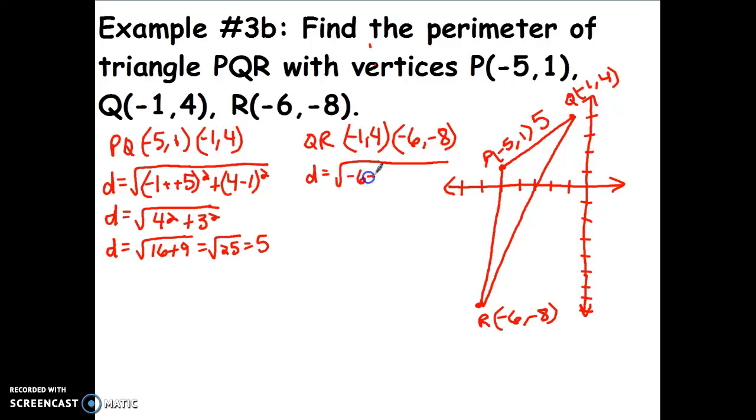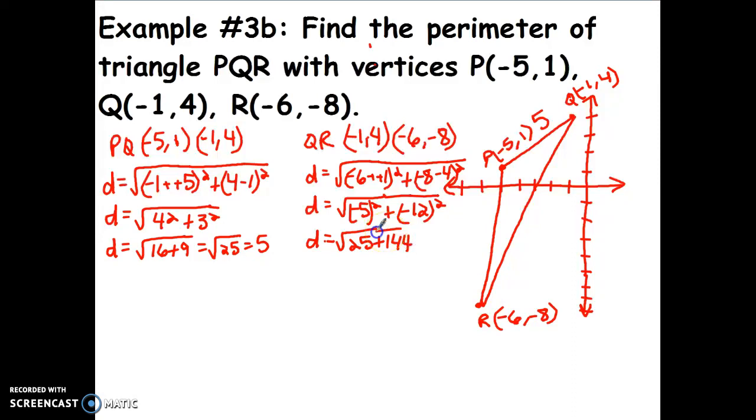Let's try this one. -6 minus -1 squared plus -8 minus 4 squared. That equals -5 squared, put it in parentheses, plus -12 squared. Okay, so d equals 25 plus 144, which gives us the square root of 169, which gives us 13. So the length of QR is 13.